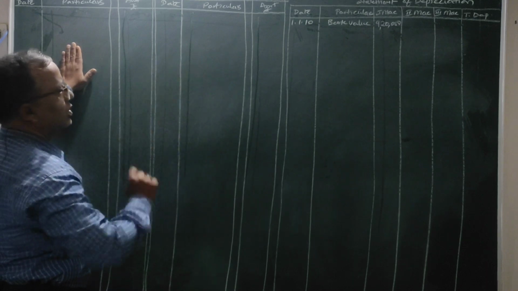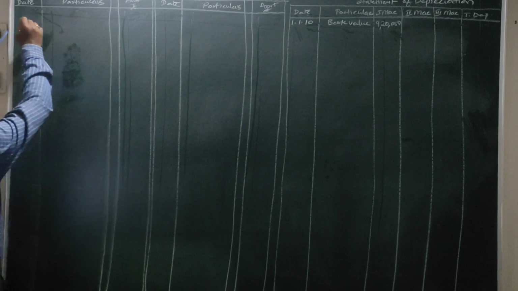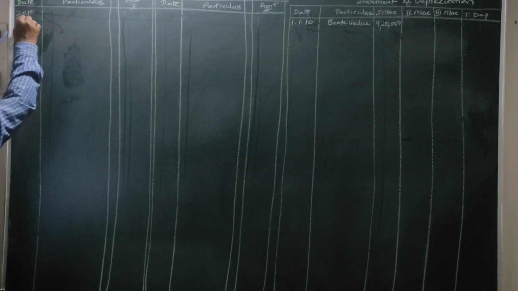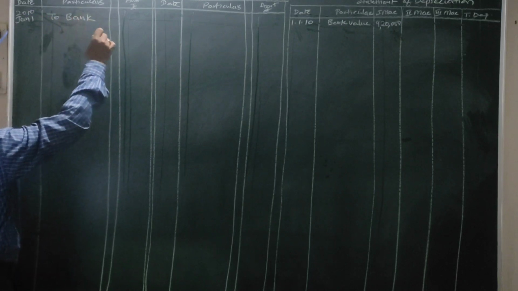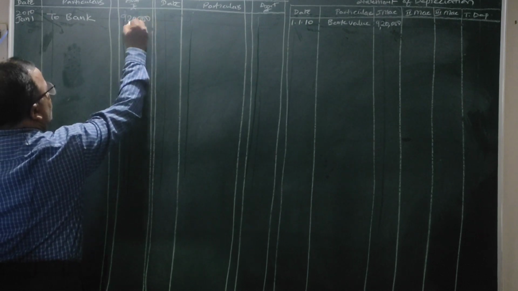When machinery is purchased, what is our entry? Machinery account debit to bank. So machinery account debit to bank, we are writing it here, 2010, that is on January 1. You are going to write it as to bank. Okay, so totally how much? 9,20,000.